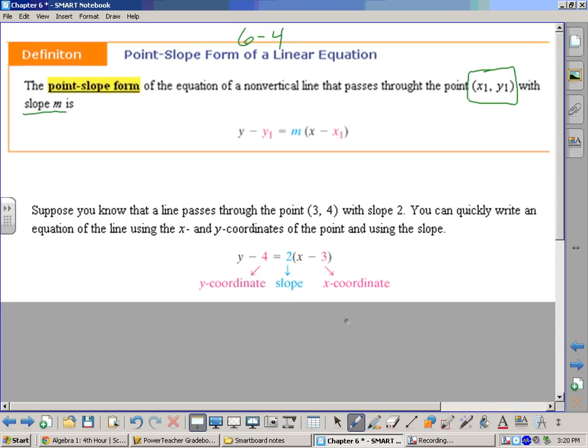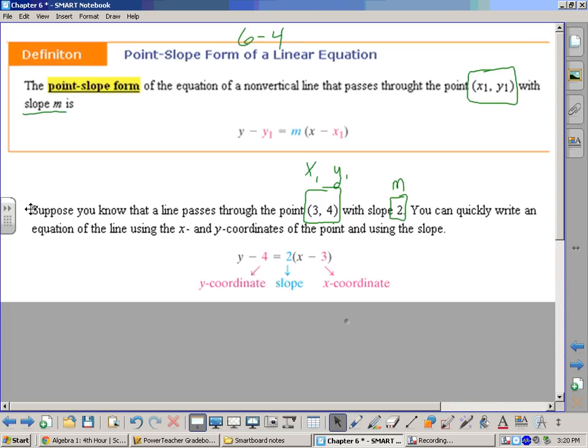So here's an example. Suppose you know that a line passes through the point 3, 4. Well, we're going to allow 3 to be x1 and 4 to be y1 for purposes of identifying the coordinate. And then the slope is 2, so that means m is 2. So by looking at the formula, we can substitute the numbers in: 3 for x1, 4 for y1, and 2 for the slope. And we get an equation, y minus 4 equals 2 parentheses x minus 3.